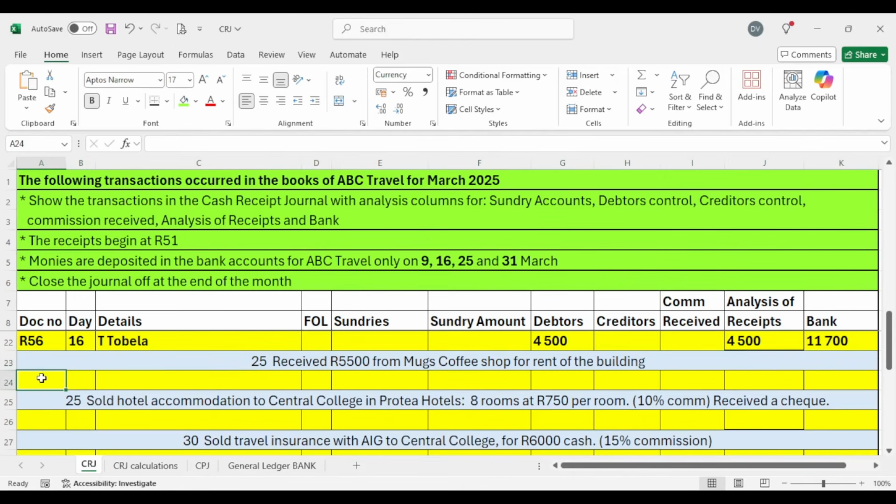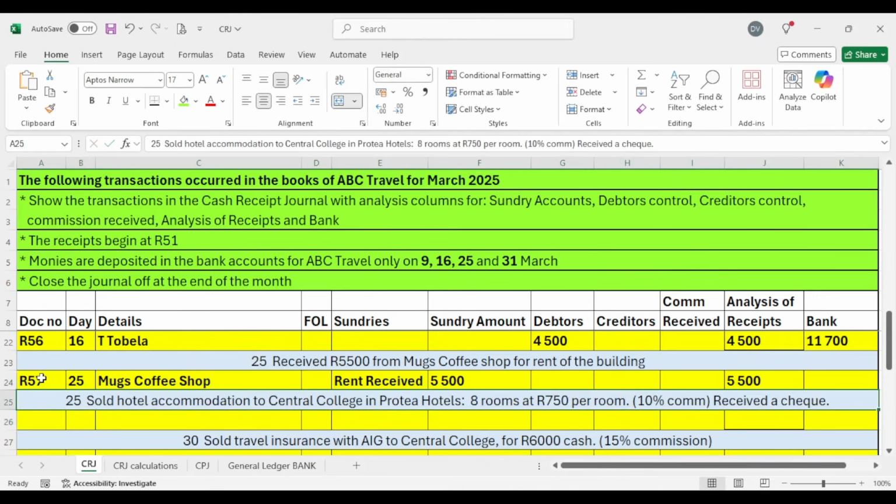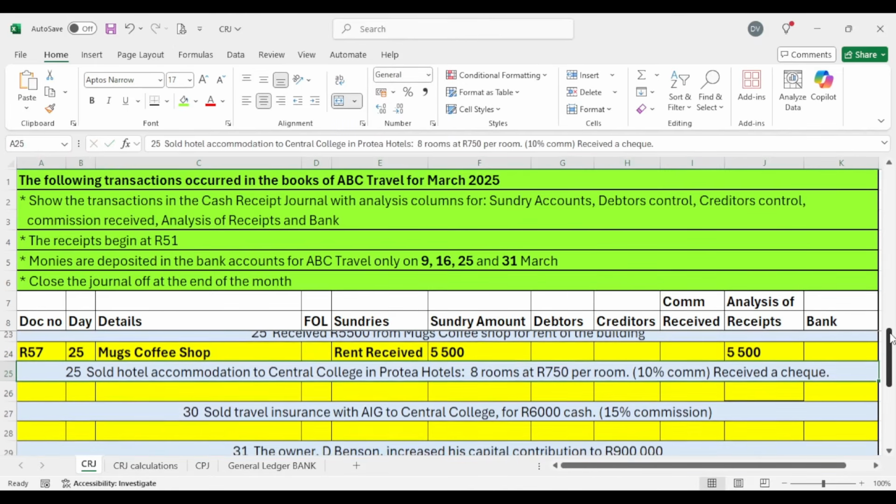It looks like this in your books. Our document number is now R57. The day is the 25th. You put your full amount under analysis of receipt, 5,500. What was it for? It was for rent received. I don't have a column, so I'm using my sundries. You simply call it what it is. Rent received with your amount under your sundry amounts, and always remember to put in your details. Who paid me the money? Mug's Coffee Shop. There we go.